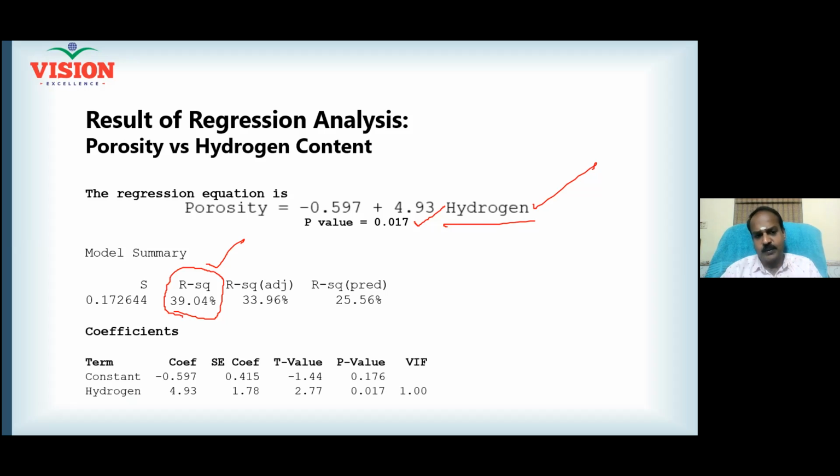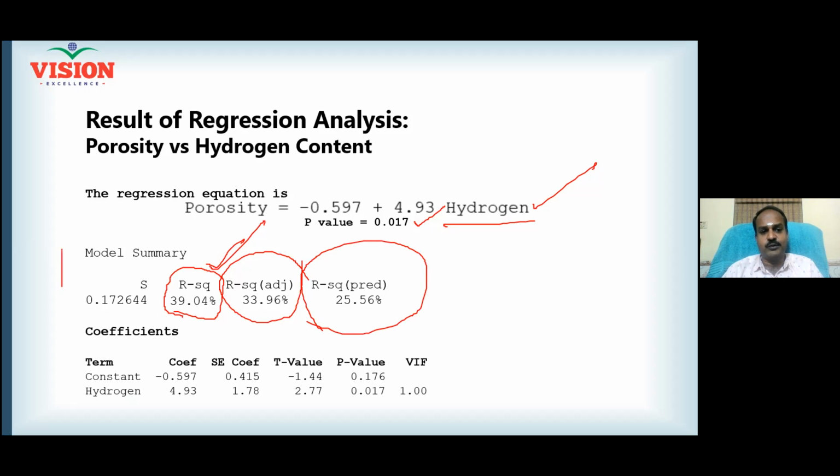So there is a clear indication that you must add more factors in the study. If you add more factors, R square will improve. If you add more relevant factors, adjusted R square will improve. If you conduct the experimentation, sampling everything correctly, predicted R square will improve.